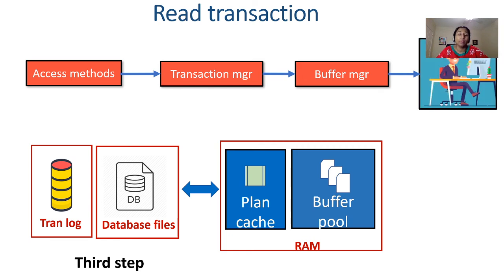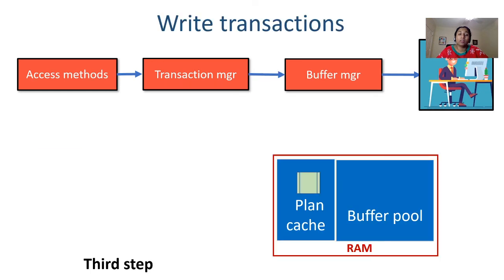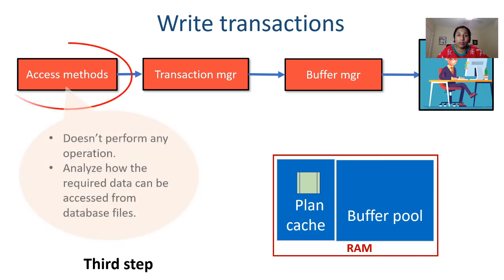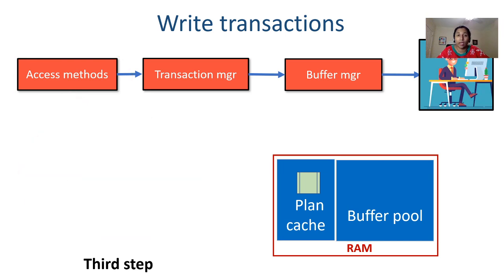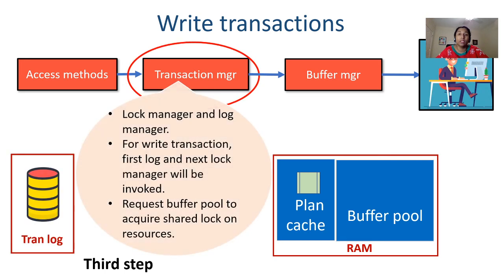But what happens with the write transaction? Let's see. This is the third step of the storage engine for the write transaction. Now the access methods by itself doesn't do any operation, but it will go ahead and analyze how it has to gather the results from the database file system. That's all it does. Once the query is now sent to the transaction manager component, now the difference happens here for the read and the write.